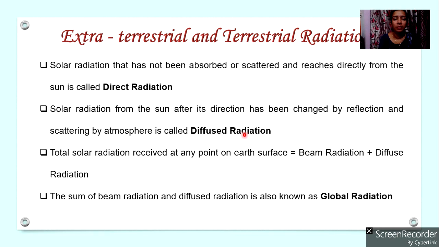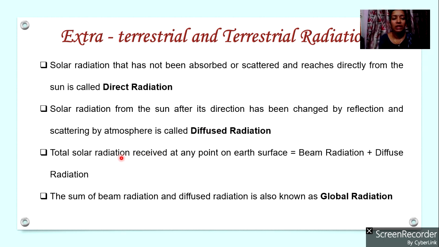So there are beam radiation or direct radiation and diffused radiation. As we have said, solar radiation that has not been absorbed or scattered and reaches directly from the sun is known as direct radiation or beam radiation. And the solar radiation from the sun, after its direction has been changed by reflection and scattering by the atmosphere, is known as diffused radiation.